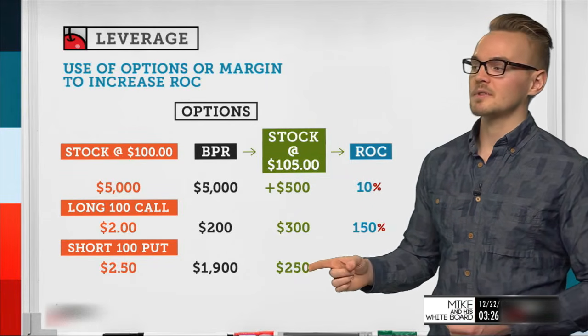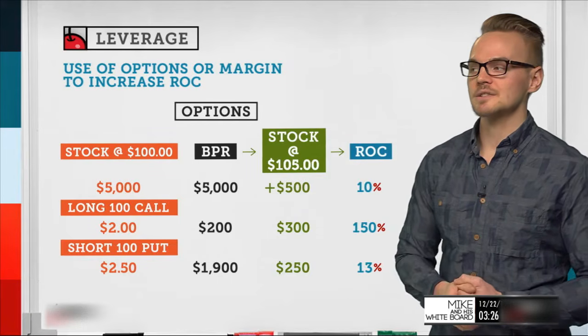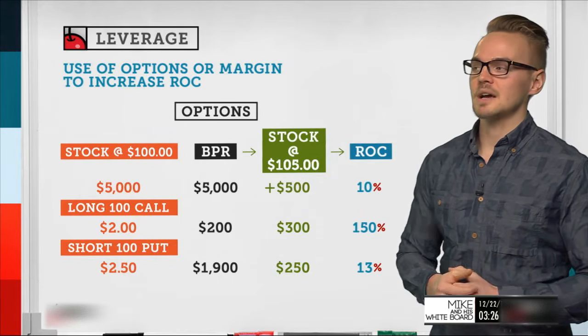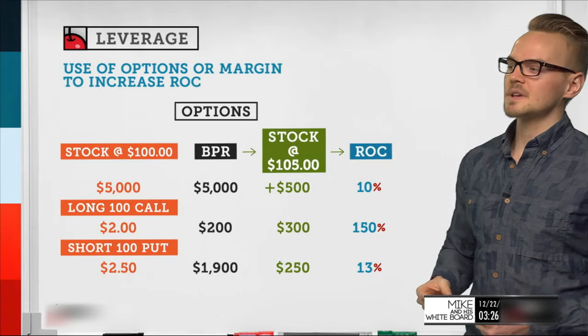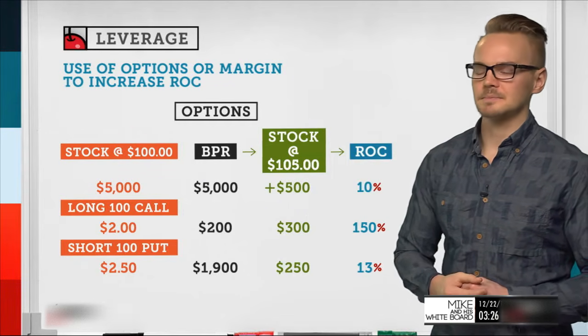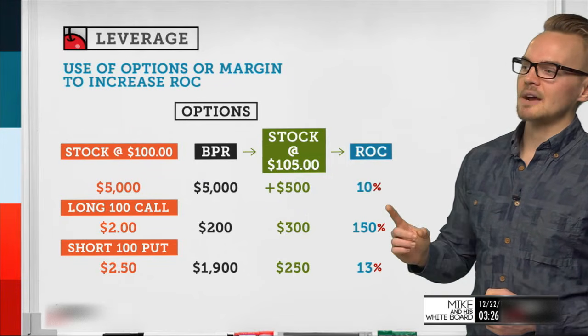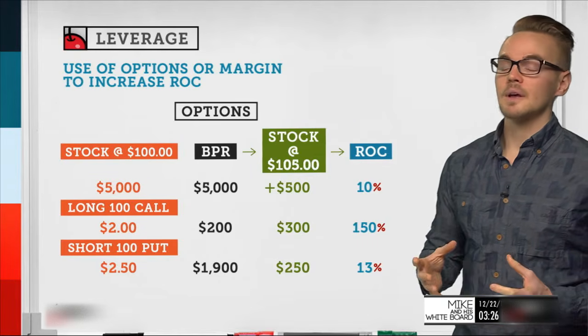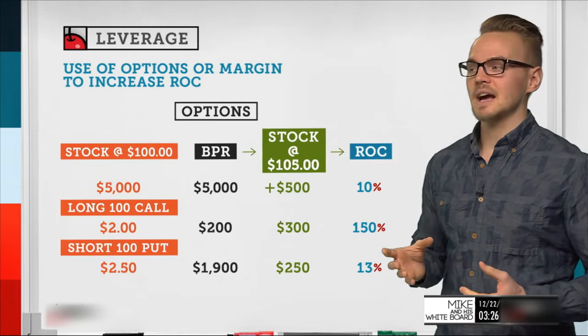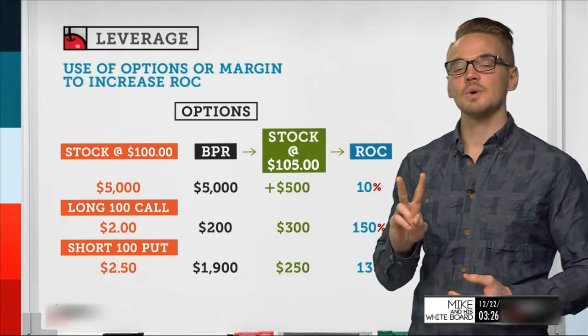So I would be profitable to the tune of $250 against my $1,900 that was reduced for buying power, which gives me a return on capital of 13%. So it's just a bit higher than buying the shares outright. However, what's important to remember is when we're selling options, I can be correct in 2 out of 3 ways.